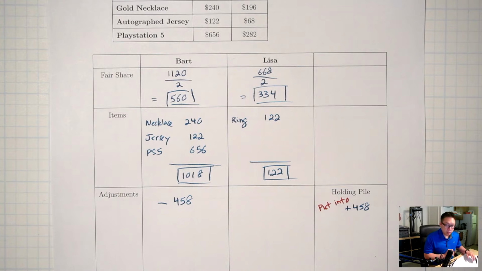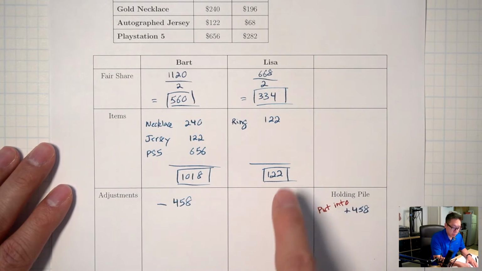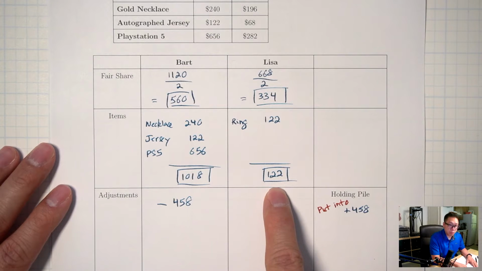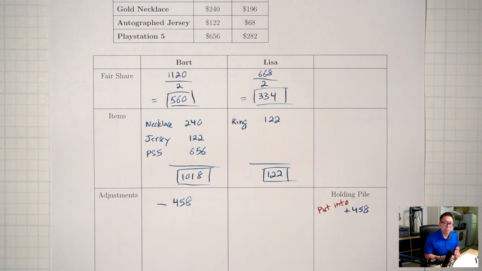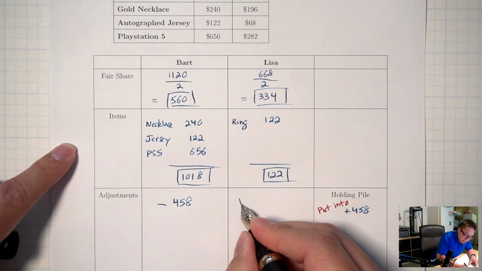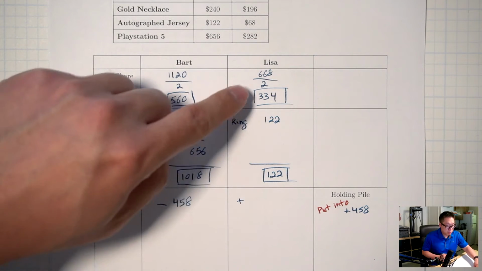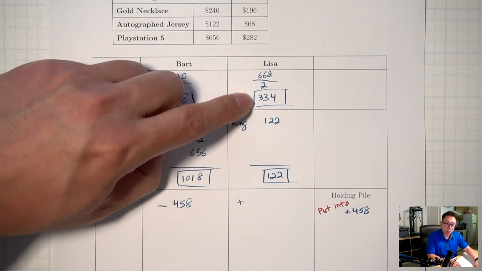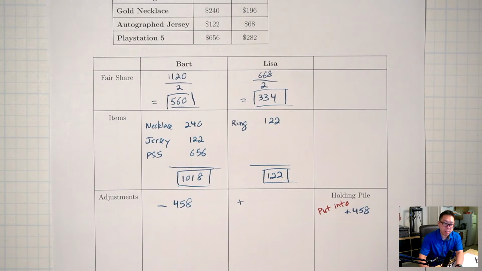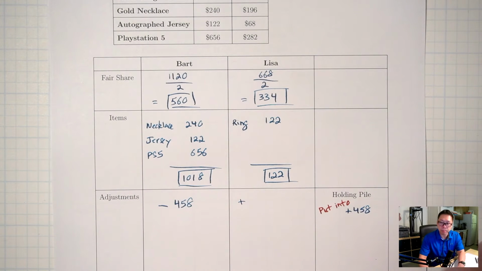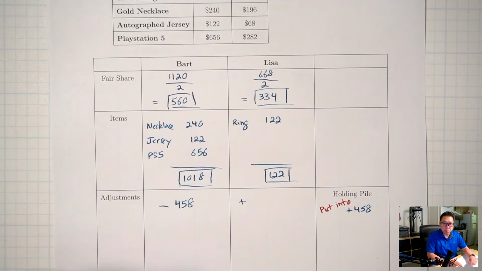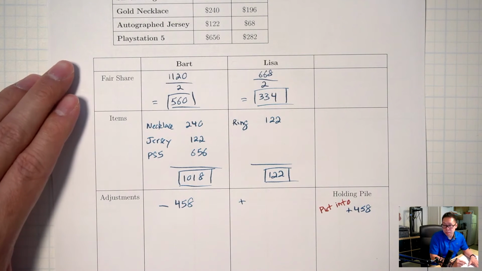Same thing for Lisa. Okay, so Lisa deserves $334. She only got $122 worth of items. So she got too little, so we want to give her some money. So this should appear as a plus because we want to give Lisa some money. How much money? Subtract. So same order, the fair share, 334, minus the items, 122. Okay, bigger number minus smaller number, so I do expect a positive there. So that's going to be a positive 212.